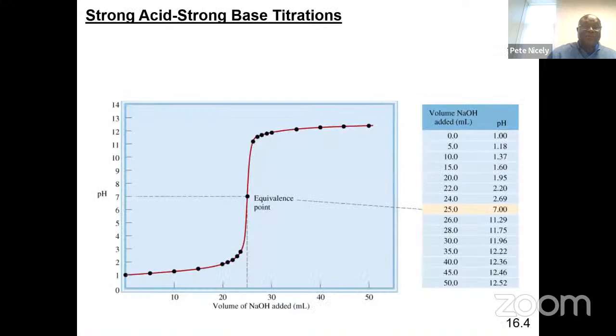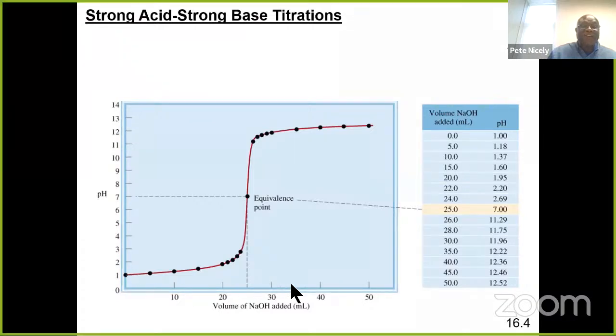Okay, so let's talk about pH changes as a titration occurs. What I'm showing you here on the screen is a plot of pH on the y-axis versus the volume of sodium hydroxide being added to your acid solution. So if you imagine the setup that I just showed you, the sodium hydroxide will be delivered from the burette, and that's where you're going to get the readings here so that you can make a plot.